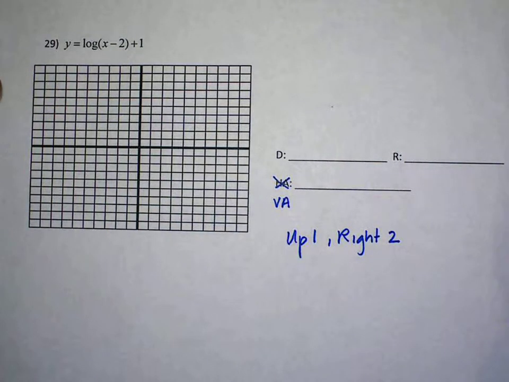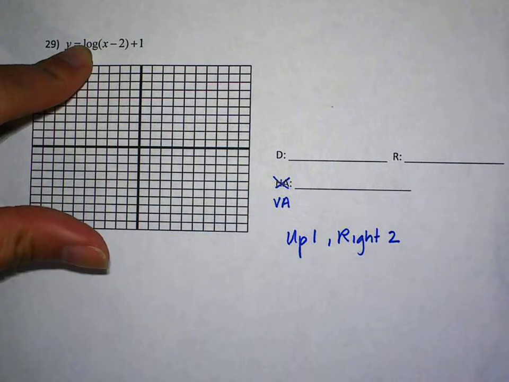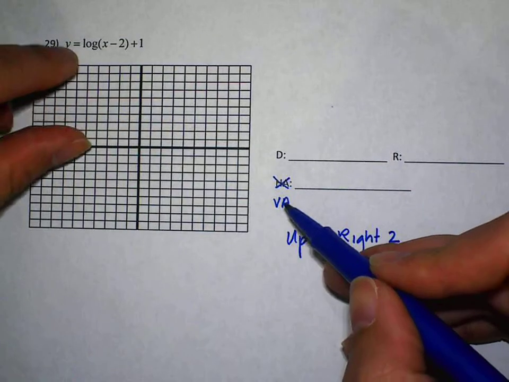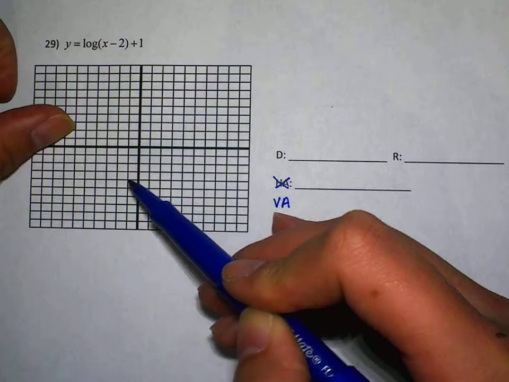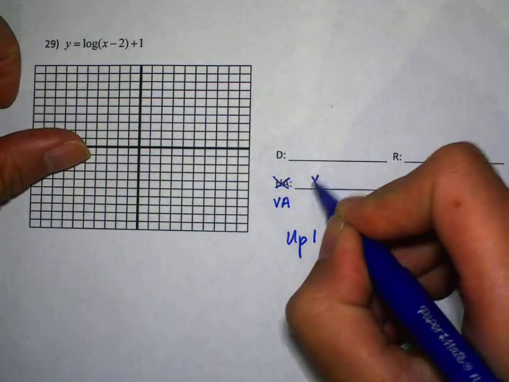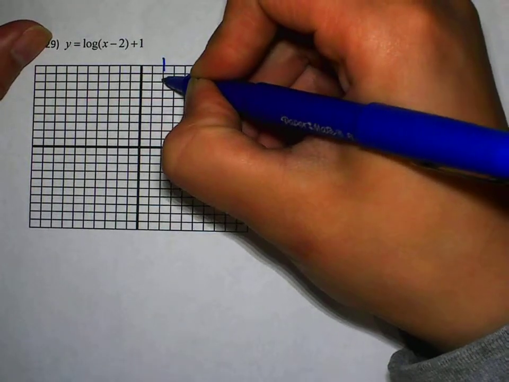Alright? There's nothing being multiplied, so there's no stretch of any sort. And there's no negative, so it's not being reflected. Your vertical asymptote usually is at 0. Okay, so usually it's right here on the y-axis. But if we're moving everything to the right 2, now your vertical asymptote is going to be at +2. Okay, so we're going to go ahead and draw that in.